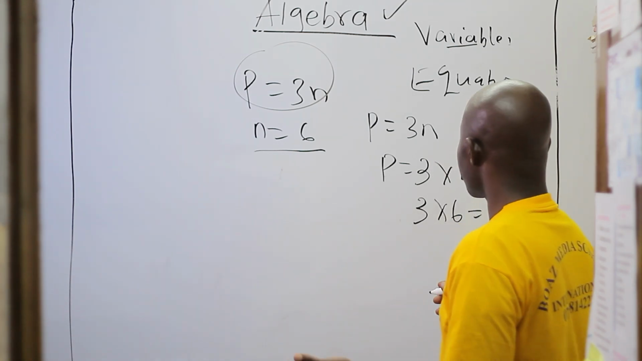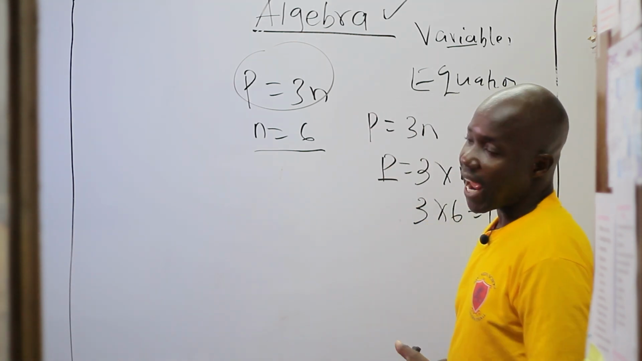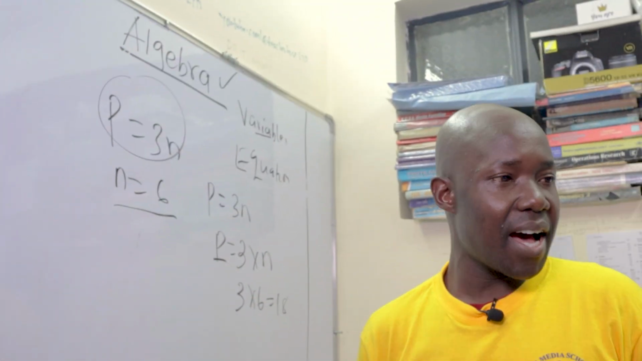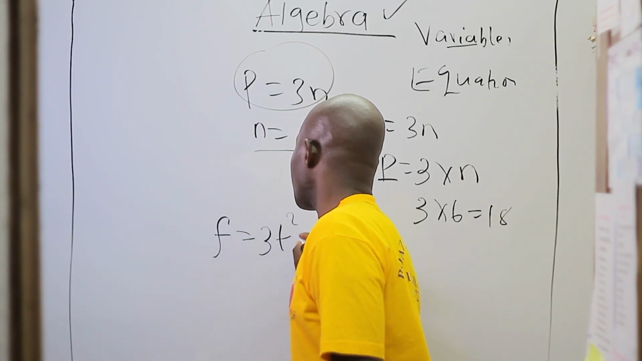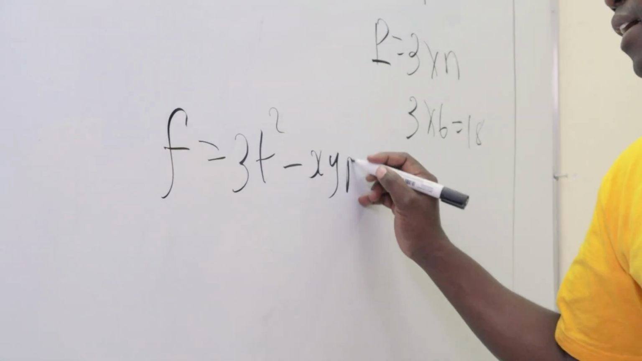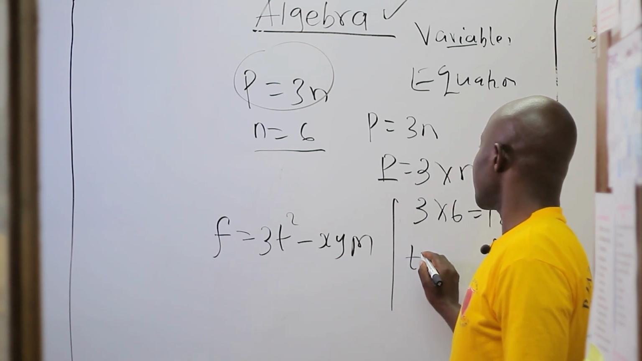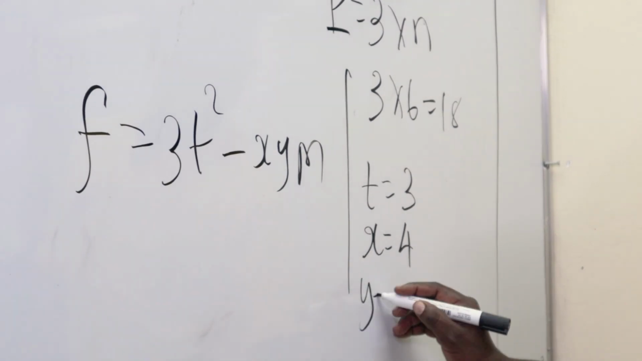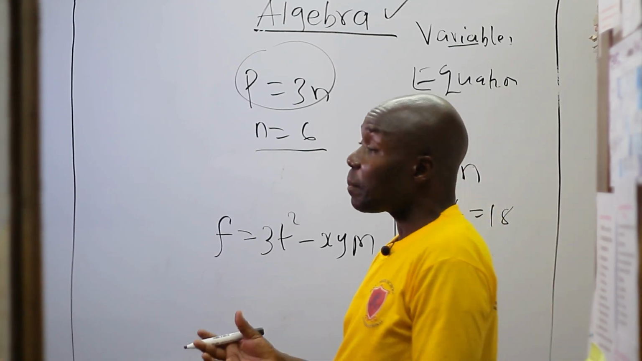It is something very, very simple. It's just playing with the letters and the rules that help you to manipulate it. A good example here, there's another question I have here. You find a student being asked, we have f is equal to 3t squared minus xym. Then somebody tells you that in this case, your t is 3, given x maybe 4, y is 1, and m may be 2. So this is just a replacement.